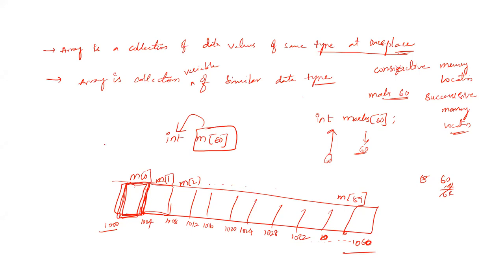So an array is a collection of data values of similar, same type at one place, or an array is a collection of variables of similar data type. So this is called an array. Very simple. Array is a collection of data values of same type at one place, or array is a collection of variables of similar type. Understood? Any doubts up to here?